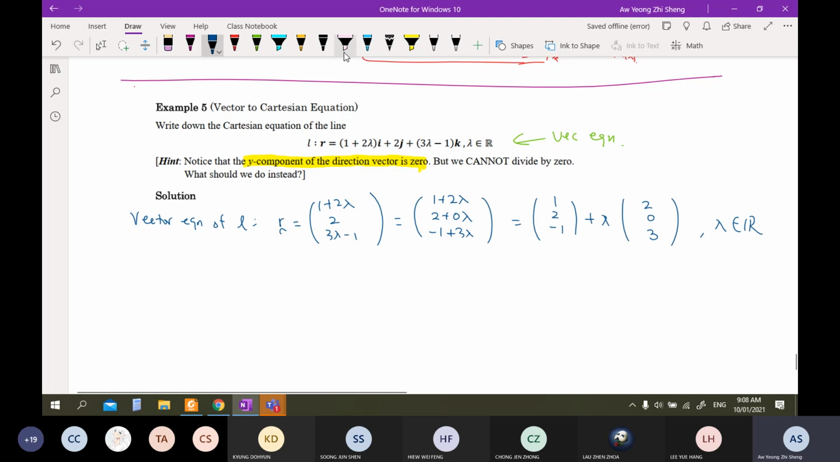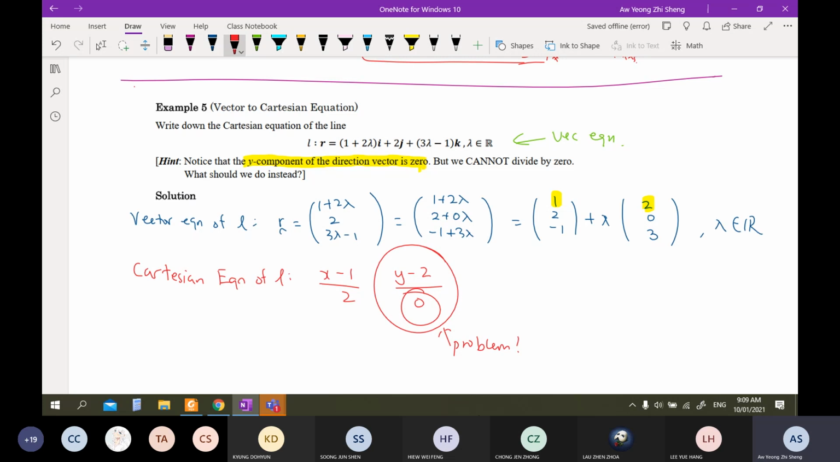Now, you can of course take x minus 1 divided by 2. There's no issue here when you do the conversion. Okay, so let's write the Cartesian equation of L: x minus 1 over 2. No issue here. But the second fraction, y minus 2 divided by 0, this thing is problematic.